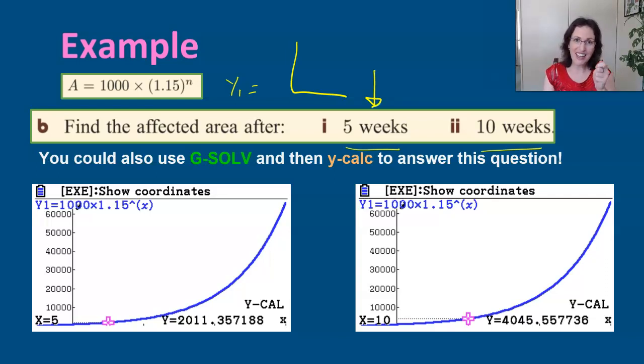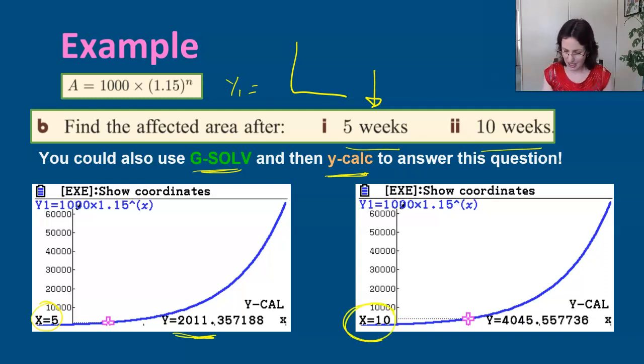So we have the x value, we need to solve for the y value. And that's when you use your y calc option. That's in the G solve menu, probably have to arrow across one, and the y calc, and it will ask you for the x value. And for the first one here, you would type in 5. And as you can see, there's that 2011 number coming up.